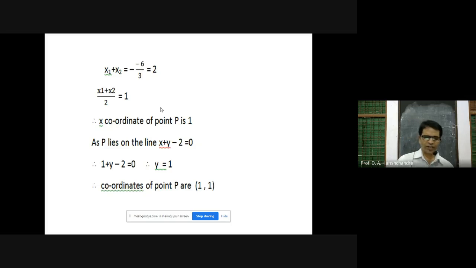Now to get the y coordinate of point P: since point P lies on the line x + y − 2 = 0, in this line replace x by the value 1 and solve it. Ultimately, you get the y coordinate of point P. So the equation x + y − 2 = 0 becomes 1 + y − 2 = 0, and solving this, the value of y will be 1. So the coordinates of point P become (1, 1).